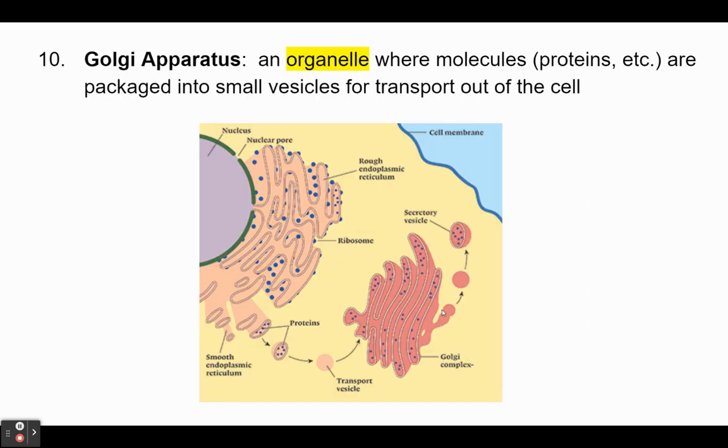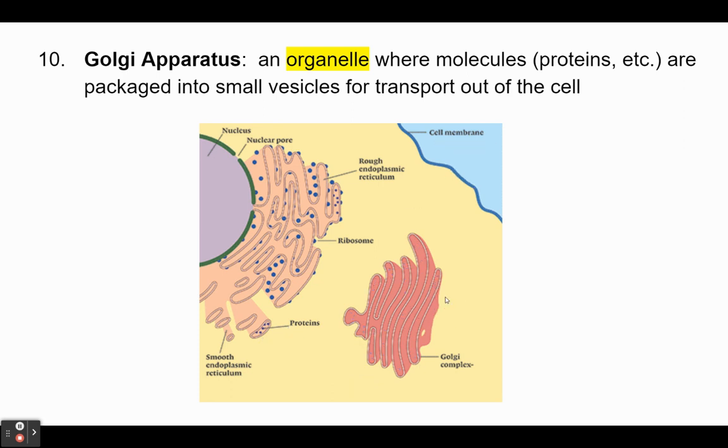Our 10th structure is the Golgi apparatus. This is an organelle where molecules are packaged into small vesicles for transport out of the cell. This is our shipping center. It looks similar to the endoplasmic reticulum. It's this kind of stacked pancake form.